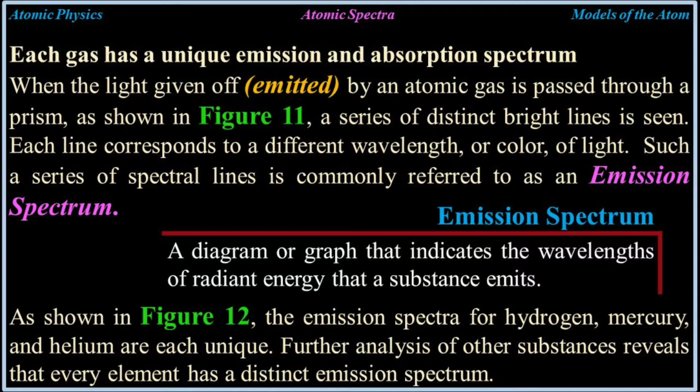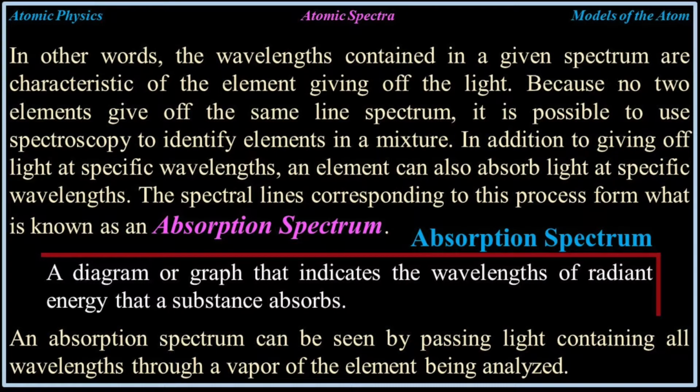When the light emitted by an atomic gas is passed through a prism, as shown in Figure 11, a series of distinct bright lines is seen. Each line corresponds to a different wavelength or color of light. Such a series of spectral lines is commonly referred to as an emission spectrum. Emission spectrum: a diagram or graph that indicates the wavelengths of radiant energy that a substance emits. As shown in Figure 12, the emission spectra for hydrogen, mercury, and helium are unique. Further analysis of other substances reveals that every element has a distinct emission spectrum. In other words, the wavelengths contained in a given spectrum are characteristic of the element giving off the light.